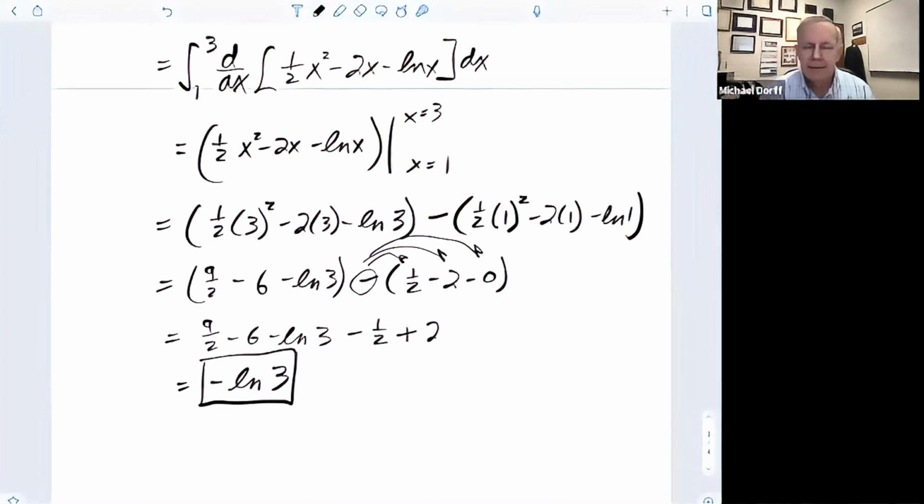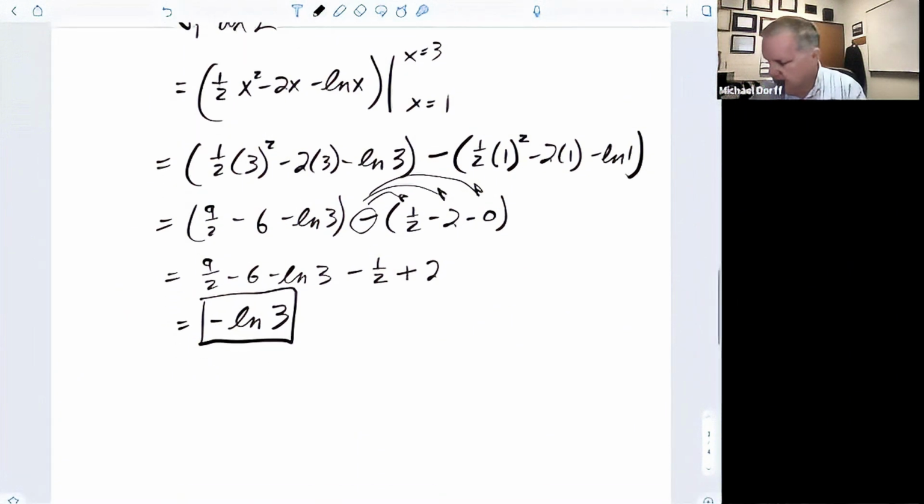Now, what does the negative sign mean in this answer? Remember that the integral represents the area under the curve, and it's above the x-axis. Natural log of 3 is a positive number, so when I put a negative sign in front of it, that gives me a negative number. That means I have more area below the x-axis than I have above the x-axis.